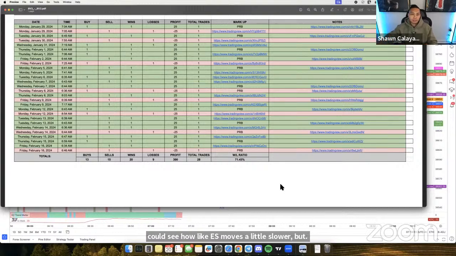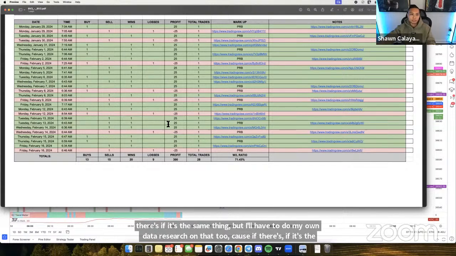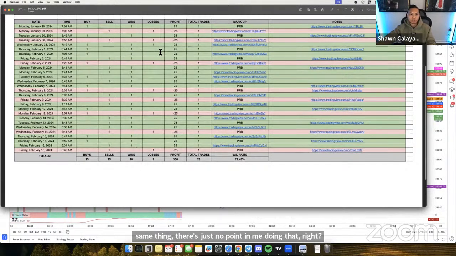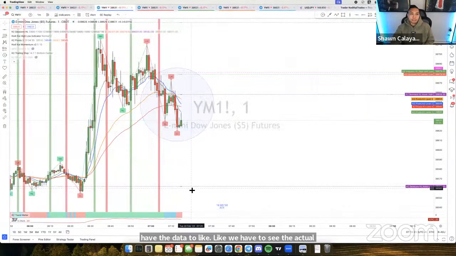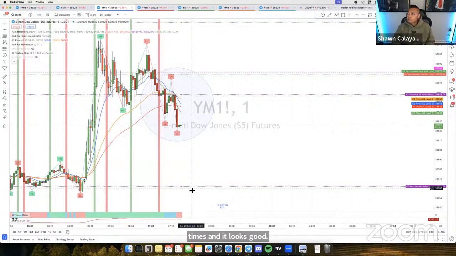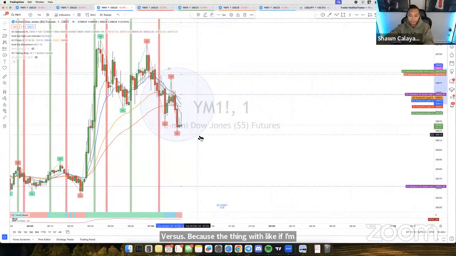I could see how ES moves a little slower, but they're making the same movements. So unless the profit is more or the win-loss ratio is more, I don't think there's really a reason to switch from YM to ES. If you've done the data, then great. I'll look into it, but I'll have to do my own data research on that too. Because if it's the same thing, there's just no point in me doing that, right? It might look good on paper, but we'd have to see the actual data, not just, okay, I've tested it a couple of times and it looks good. Because if I'm worried about risk, I just need to lower the contract size, right? It doesn't make a difference.